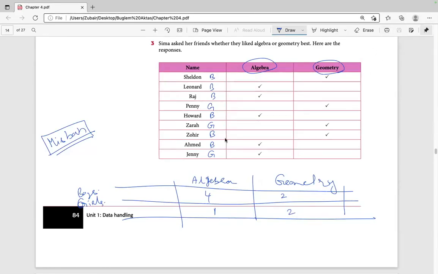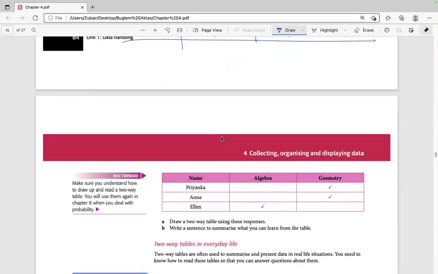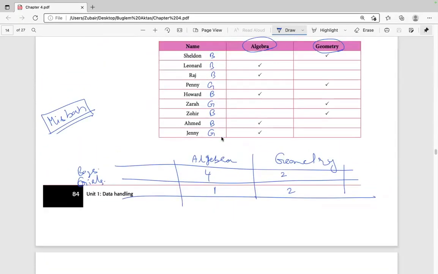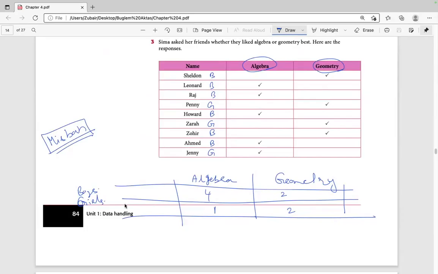So just looking at this table, ignoring these three, we can make different comparisons. Like most of the boys prefer algebra over geometry, and most of the girls prefer geometry over algebra. Any confusion?